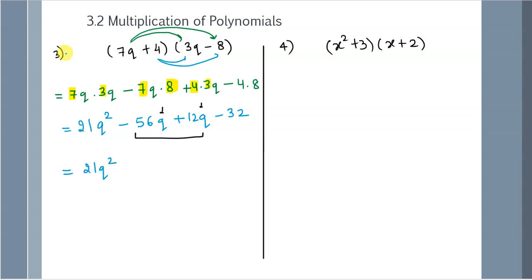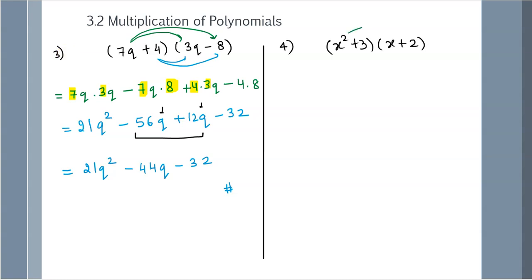Okay, if you take Q outside, what will you have here? 12 minus 56, or 56 minus 56 plus 12. So it gives you 44, with the sign of the bigger number, which is 56. Okay, minus 32. So this will be your final answer.